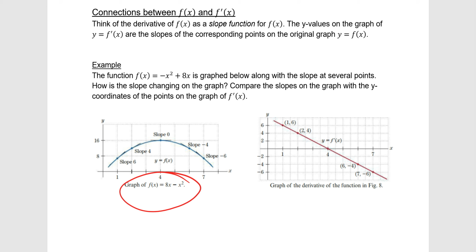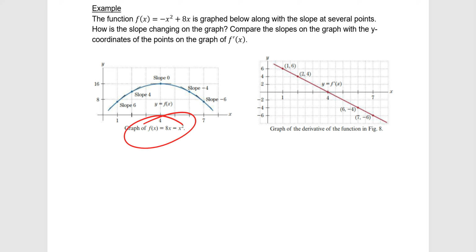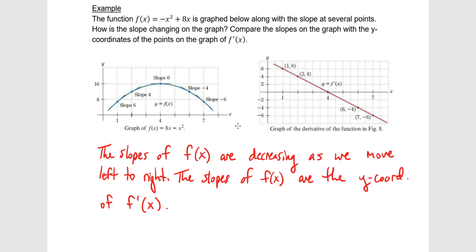And then on the right, we have the graph of the derivative. So we want to know how is the slope changing in our function f of x, and we want to compare the slopes on the graph with the y coordinates of the points on the derivative. So first notice that the slopes are decreasing left to right on f of x. We have 6, 4, 0, -4, -6. So they're getting smaller and smaller as we move left to right.